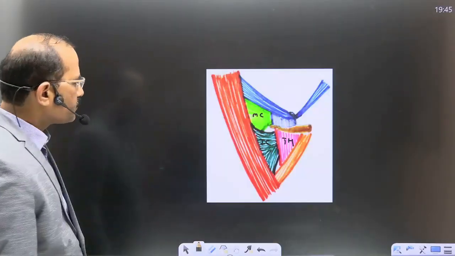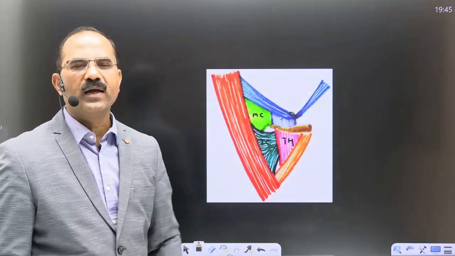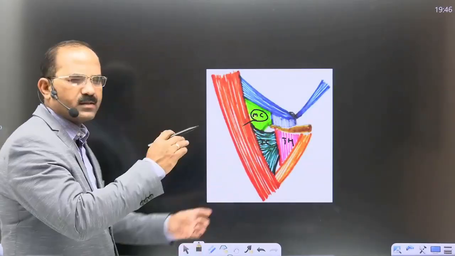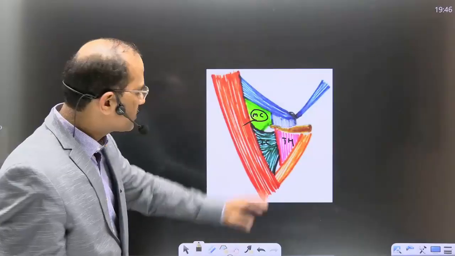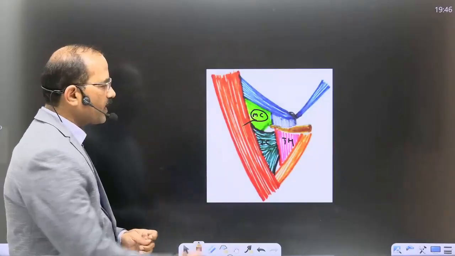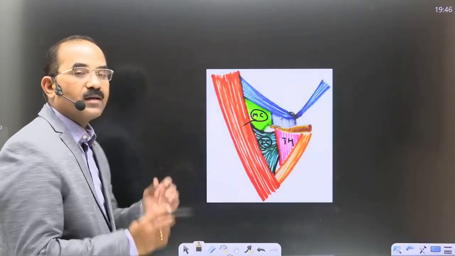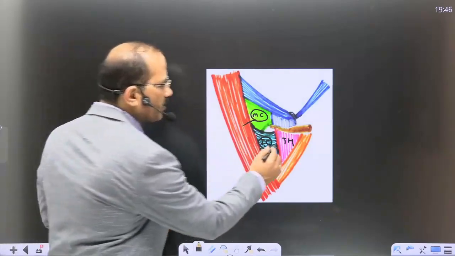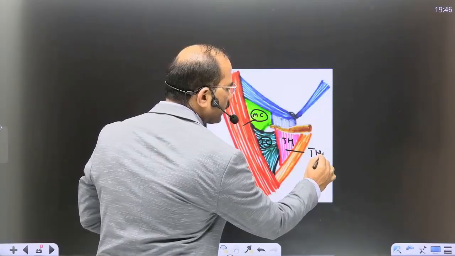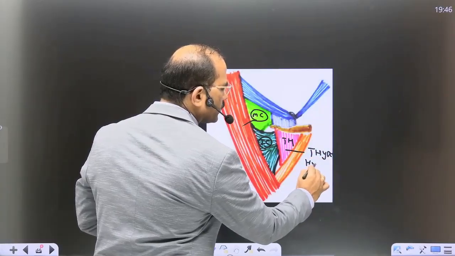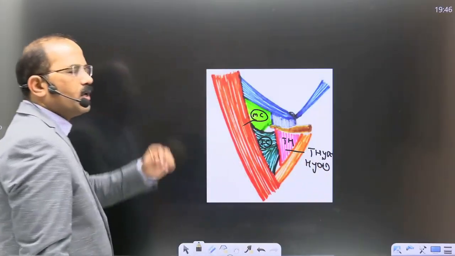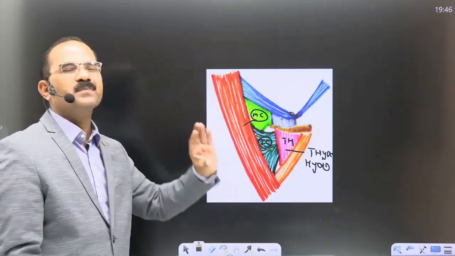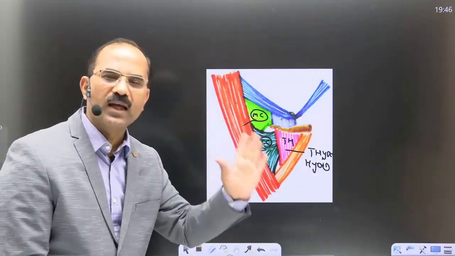What is the floor of carotid triangle formed by? The floor of carotid triangle is formed by these muscles of the pharynx. We'll see this later in the pharynx, the muscles of the pharynx. That's the middle constrictor muscle of the pharynx, and the inferior constrictor. And we get a membrane here, which is known as the thyrohyoid membrane. So middle constrictor, inferior constrictor, and the thyrohyoid membrane form the floor of the carotid triangle.